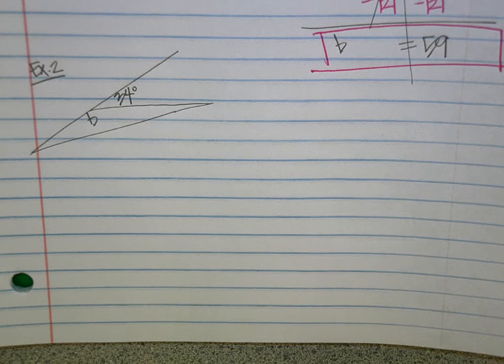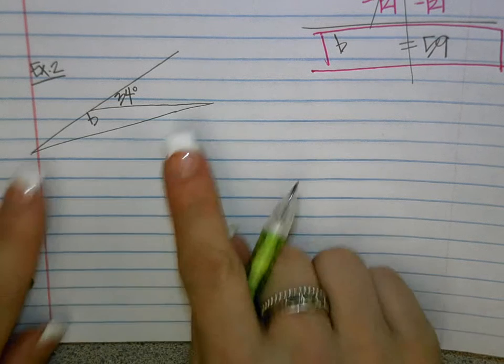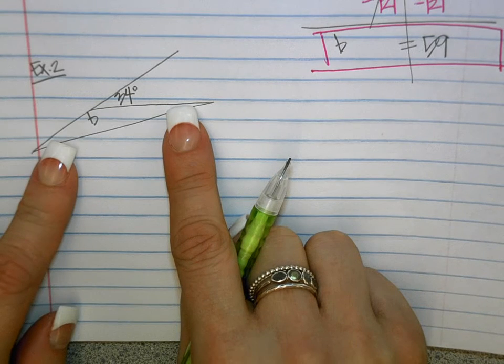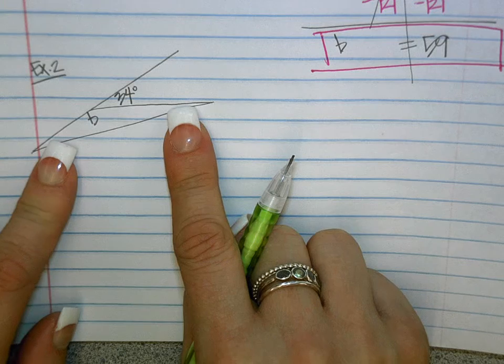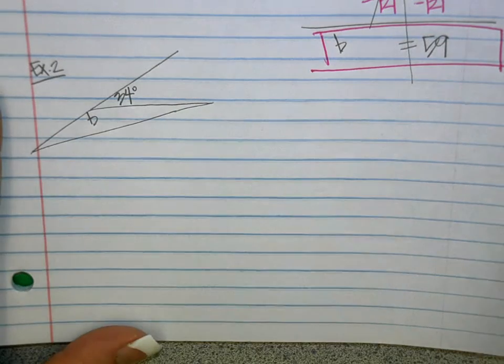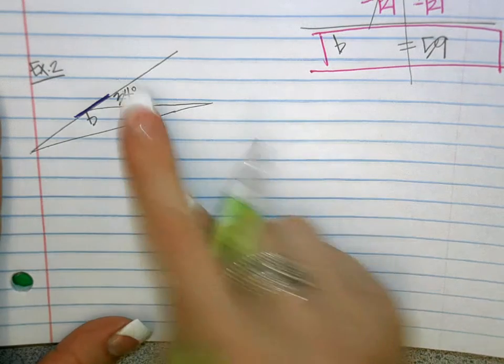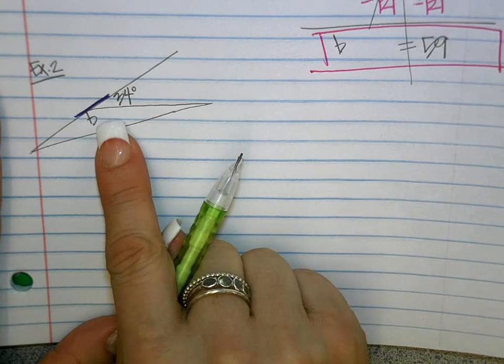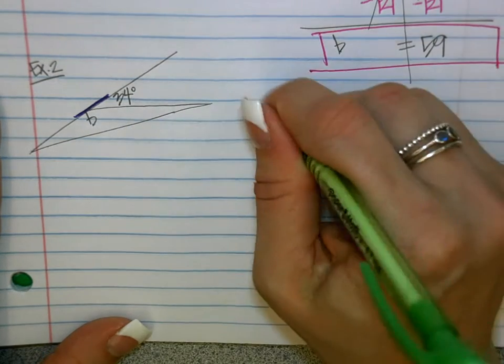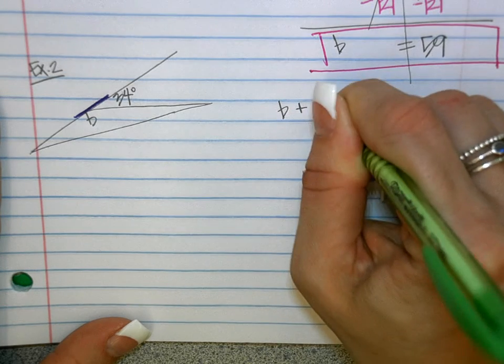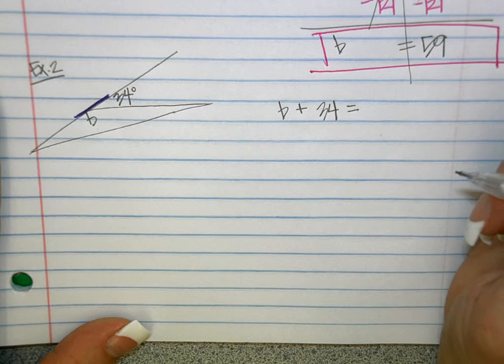Now I know this looks kind of funny, but what kind of angle relationship am I dealing with here? Supplementary or complementary angles? Supplementary. Okay. Do these two missing angles even matter? They don't matter at all. I am concerned about this straight line right here. This straight line tells you that this angle plus this angle, so B plus 34, is equal to what? 180.